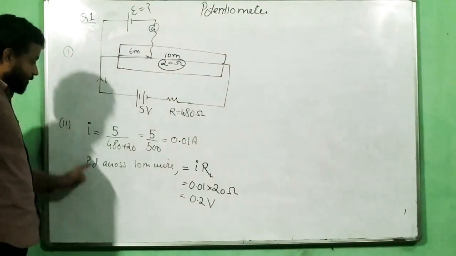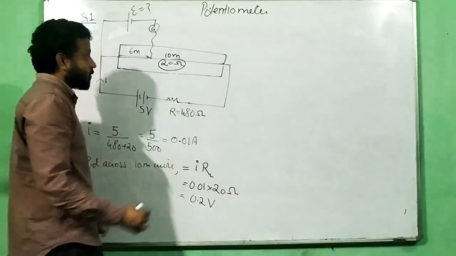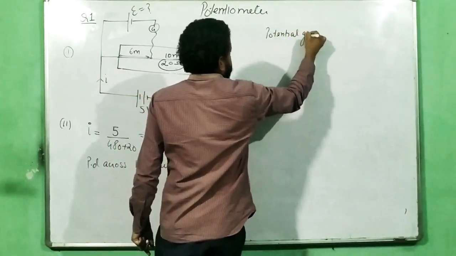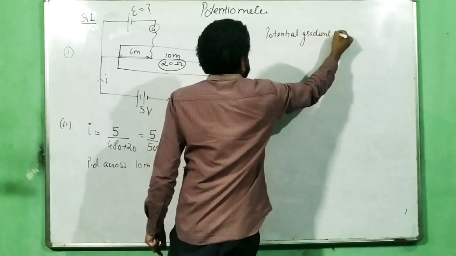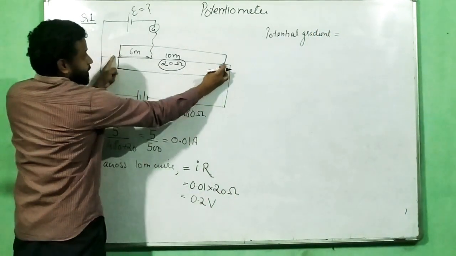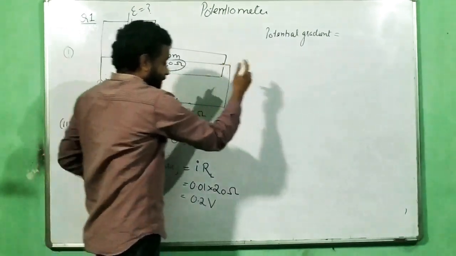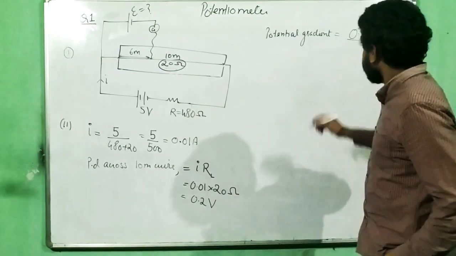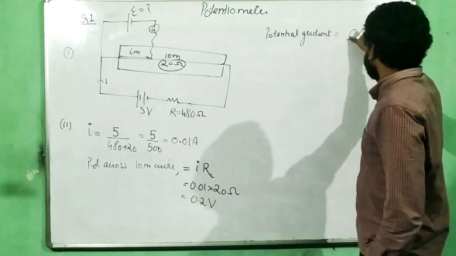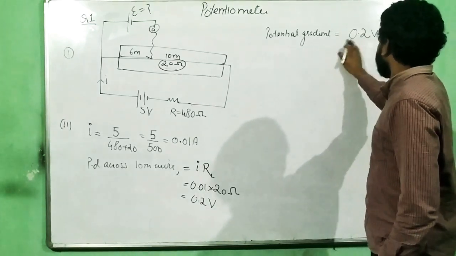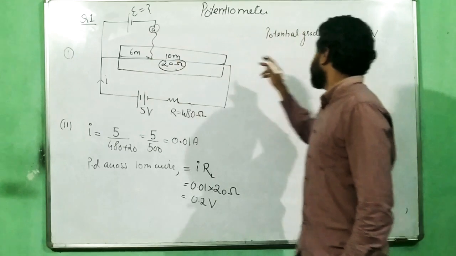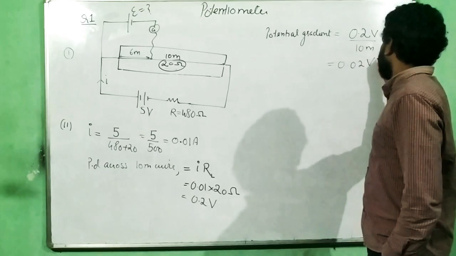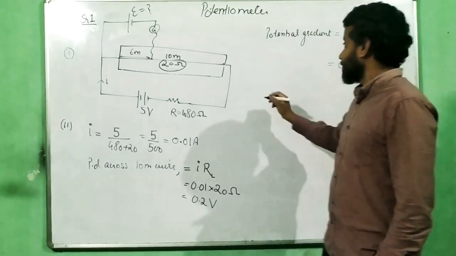Moving ahead. So potential drop across 10 meter wire is 0.2 volt. Now what is the potential gradient? Now I know the potential across this length. Potential gradient is potential divided by length. So 0.2 volt divided by the length, 10 meter. So I will get this answer as 0.02 volt per meter. So this is my second answer.